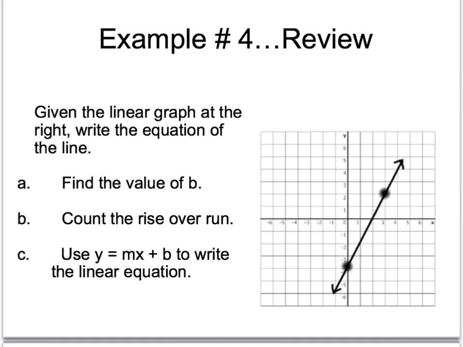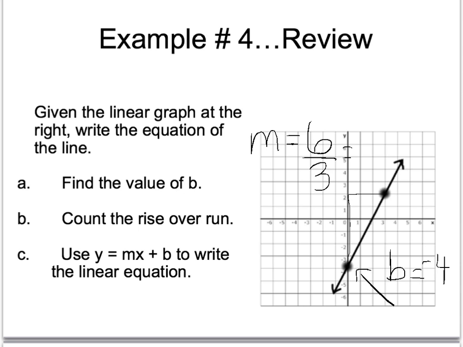So we have the 2 points marked for us, but if we didn't have them, we can just pick any 2 points on the line. So the value of b is right here at -4. And from there, I'm going to count the rise over run. So I'm going to go up 1, 2, 3, 4, 5, 6, and over 1, 2, 3. So my slope is up 6 over 3.